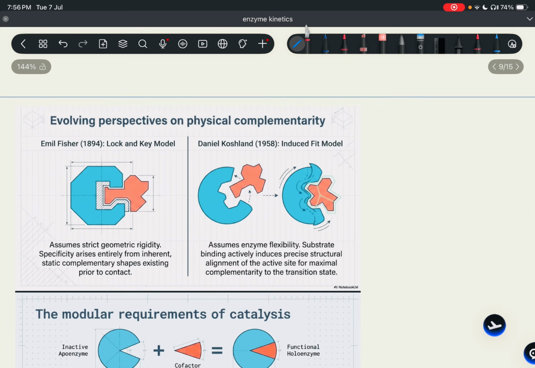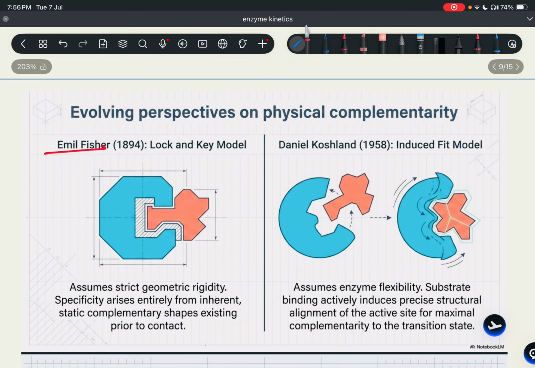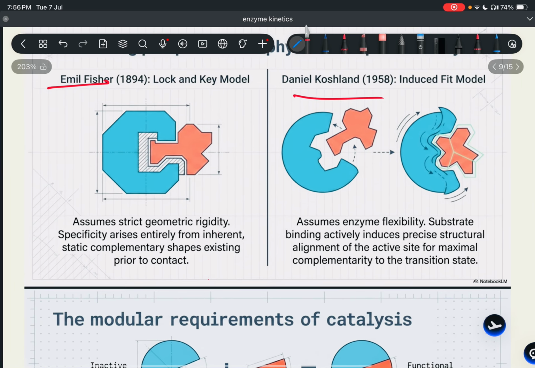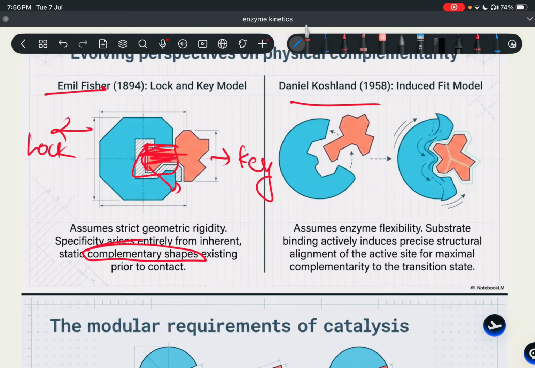Next is how enzymes bind with physical complementarity. Very simple models. One is Emil Fischer's and then Koshland's. So it's very simple lock and key. Suppose this is your lock, this is your key. This place is fixed. So this structure is fixed. This will come, this will bind. No other thing can come and bind. So it is specific. These are tremendously complementary shapes which are very specific and already existing.